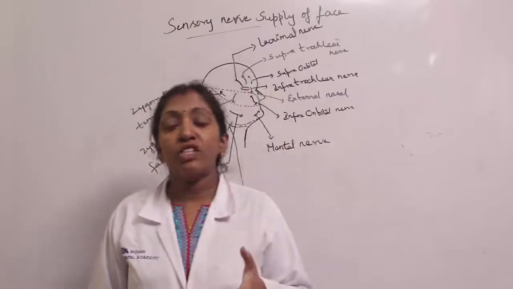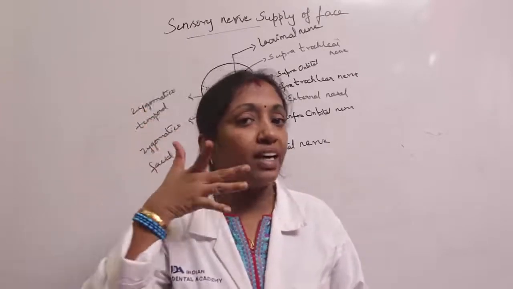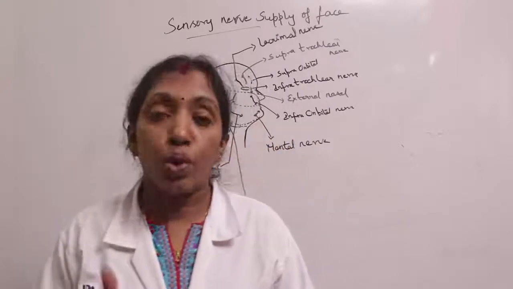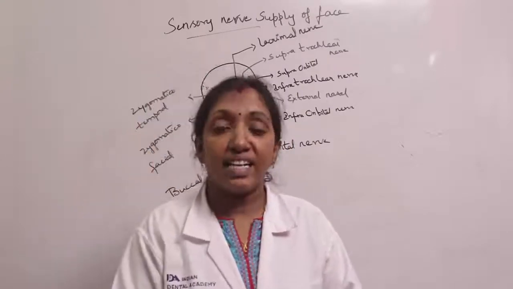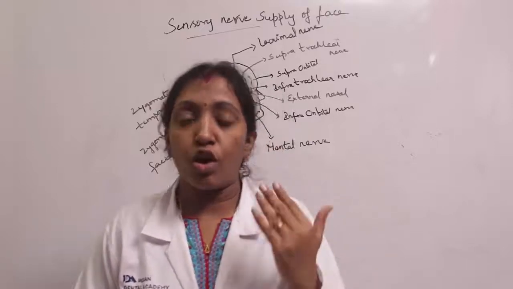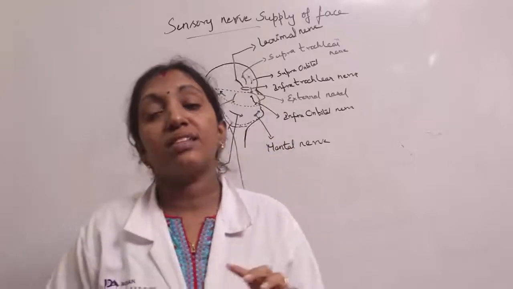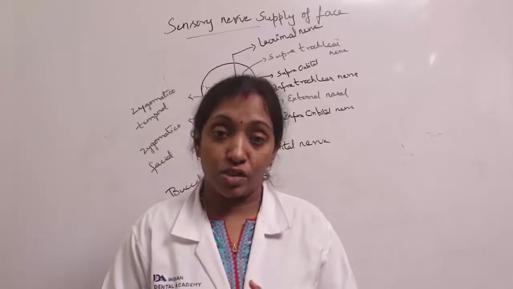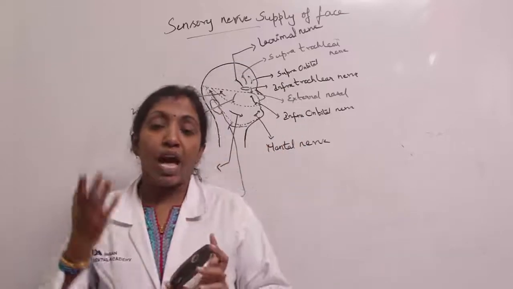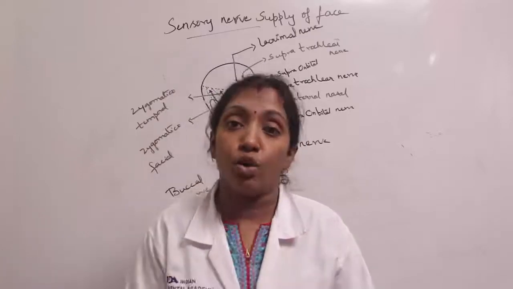So the motor nerve supply of the face is derived from 5 nerves: temporal, zygomatic, buccal, marginal mandibular, and cervical. The temporal branch goes upwards and forwards, and it supplies the frontalis muscle, the corrugator supercilii muscle and orbicularis oculi. The zygomatic branch supplies the lower part of orbicularis oculi, and the buccal branch of the facial nerve divides into superficial and deep. The superficial branch supplies the procerus. The deep branch again divides into upper buccal and lower buccal.